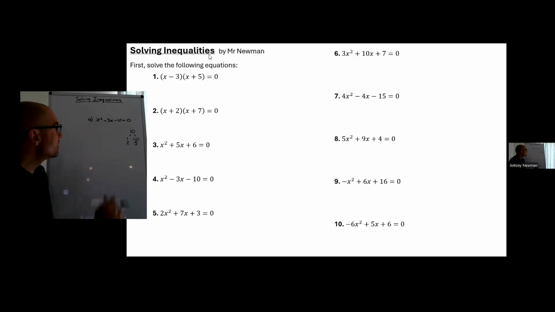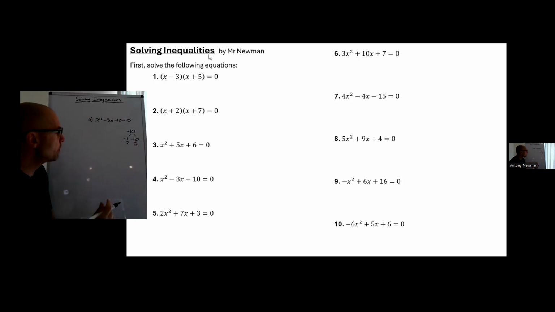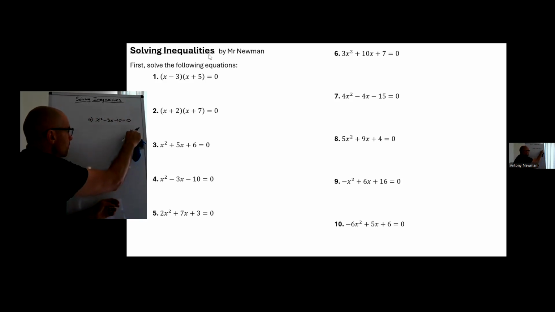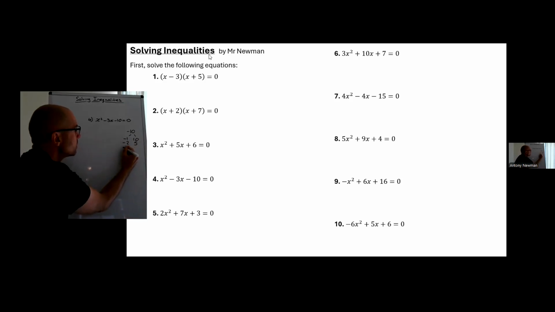We need factors of negative 10. So how do we change these? No, they won't both be negatives because they were multiplied to make a positive. Yeah, it's just one negative. And are there any more factors of 10 or negative 10 that we haven't got up there? Yeah, so the opposites, which also have the negatives. Good.